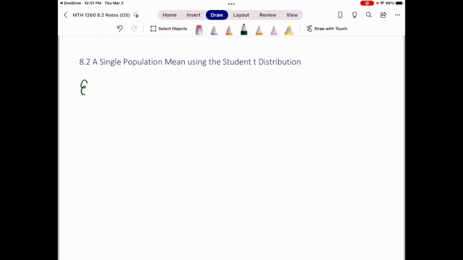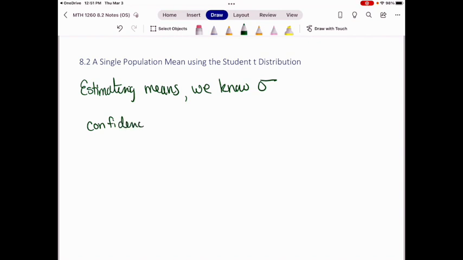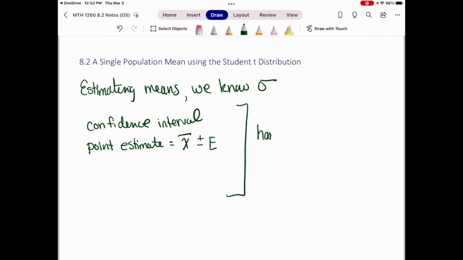So for estimating means, when we know the population standard deviation, we found our confidence interval by taking our point estimate, which in this case, since we are trying to estimate the mean, we would use the sample mean as our point estimate. That's our x bar. And we would add and subtract the error to give us our interval. So that's when we did this by hand.